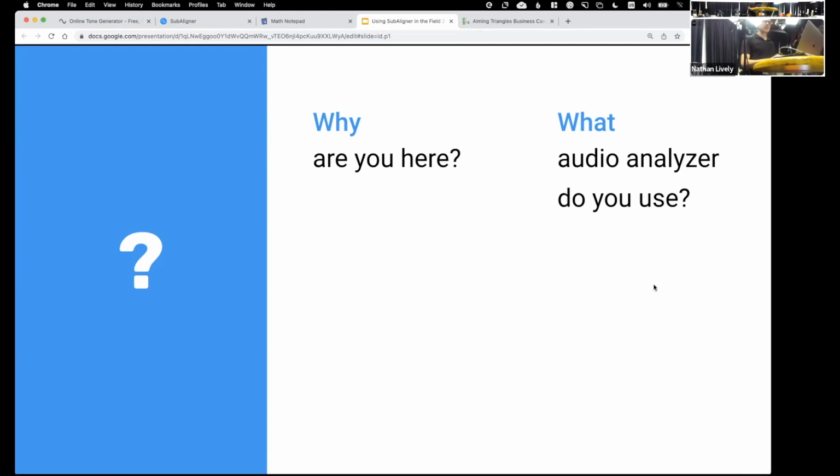Second question for you guys: what audio analyzer, if any, do you use? An audio analyzer is not required, but type into the chat what you guys are using these days. I'm using Crosslight and Smaart and REW. And what are you using, Fede? I use REW and Open Sound Meter. Sound meter, yeah. Cool.